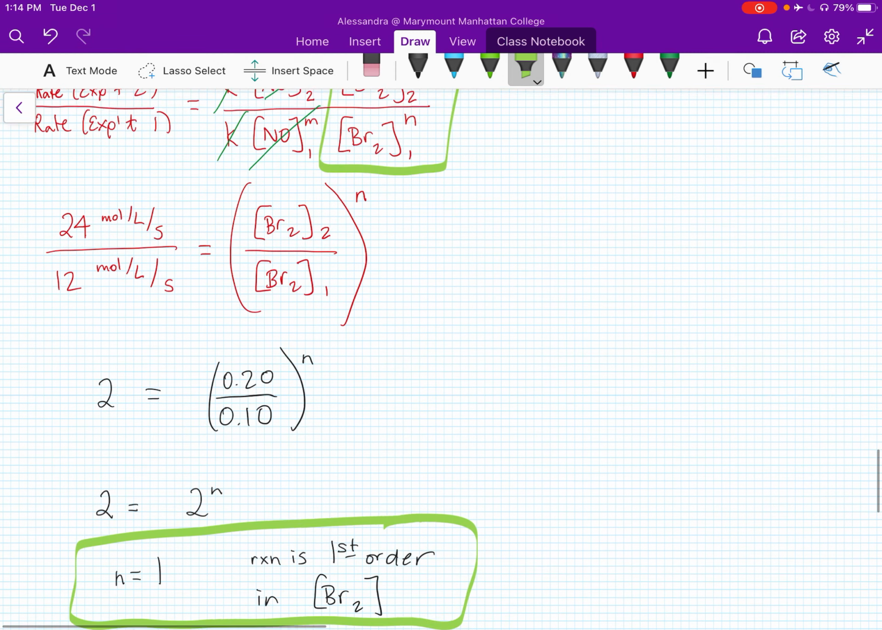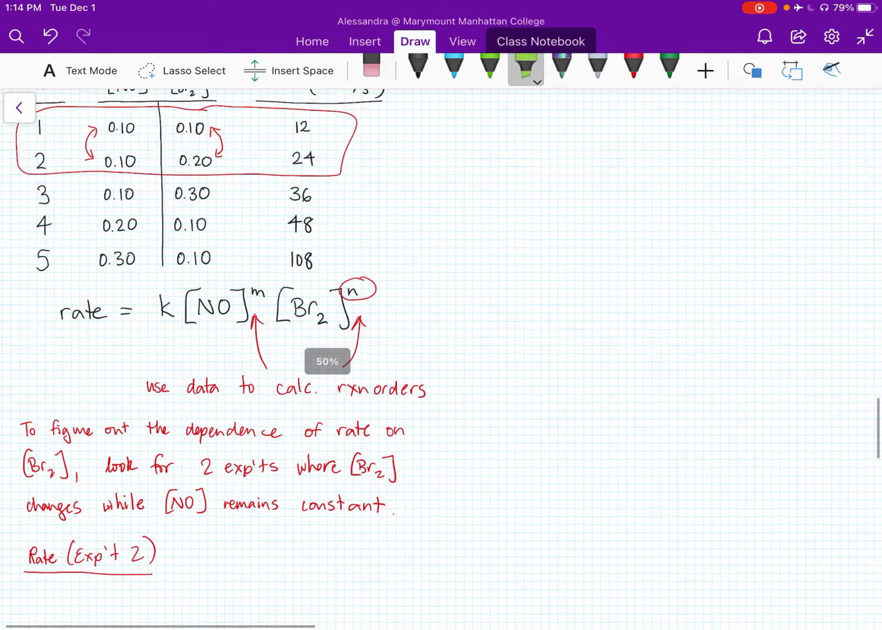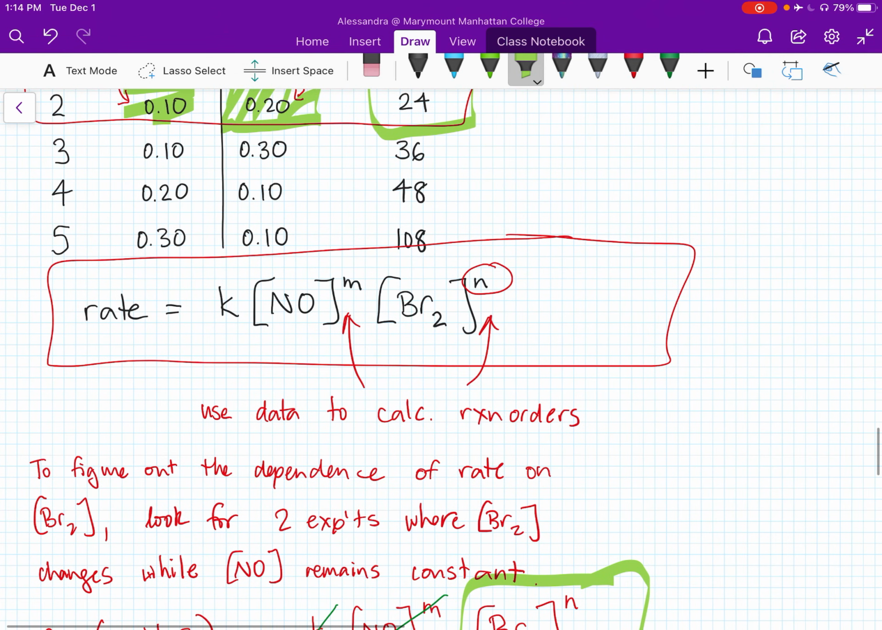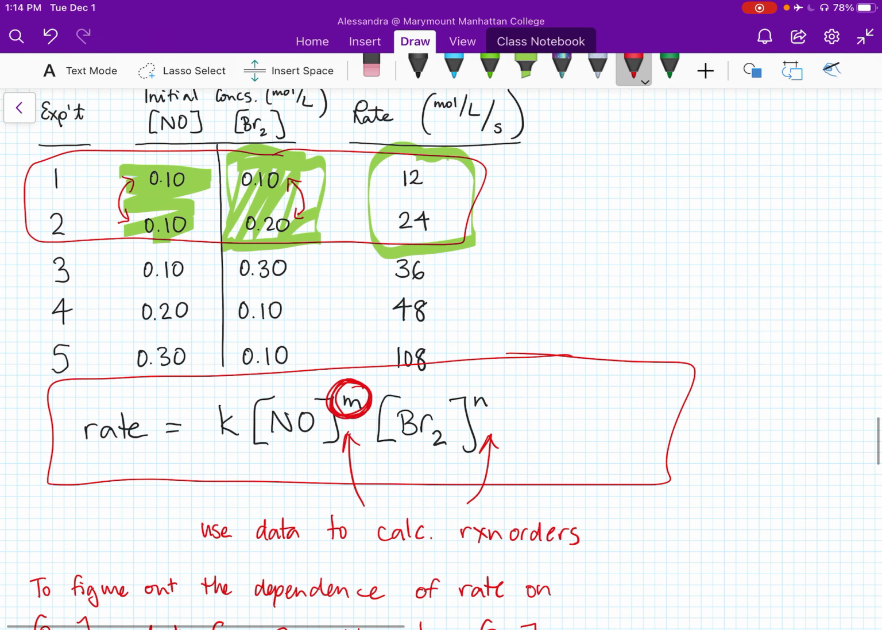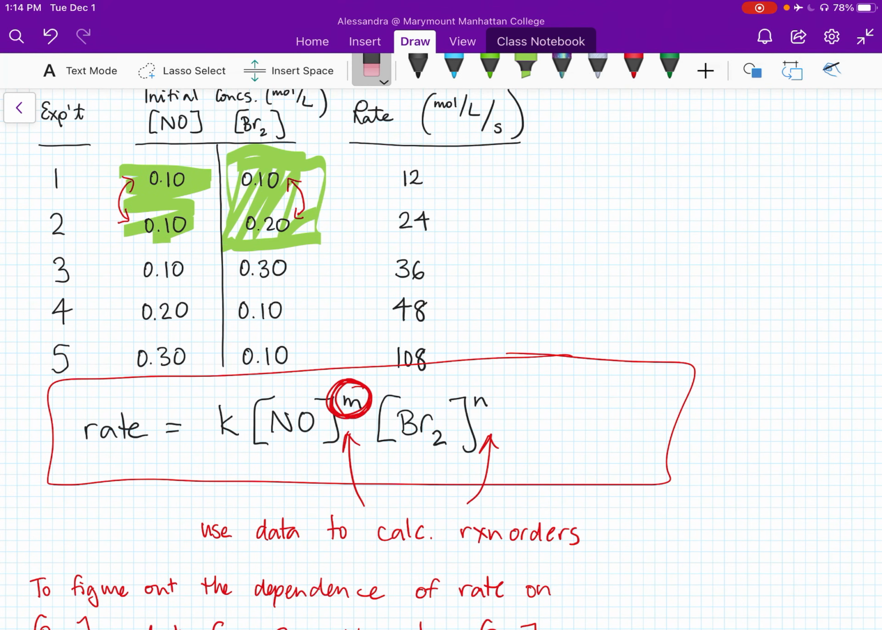So I'm really only halfway there because I need to go back to my rate. I figured out what n was. Now I need to figure out what m is, what the order is for NO. So there, the trick is going to be to find 2 experiments where NO changes while the bromine is held constant. So let's find 2 experiments where bromine's held constant, but NO is changing.